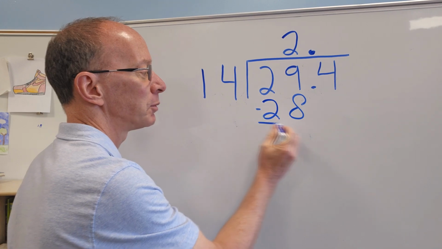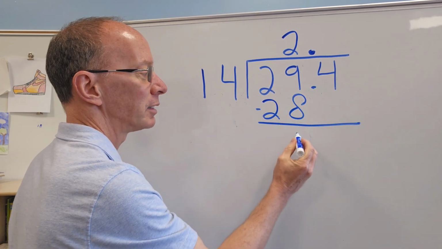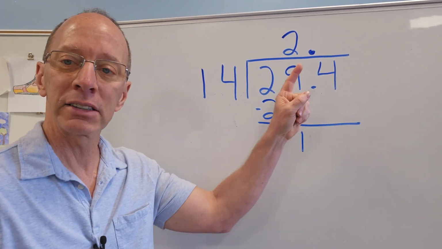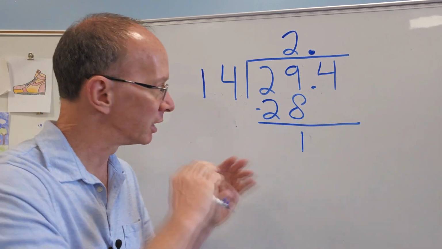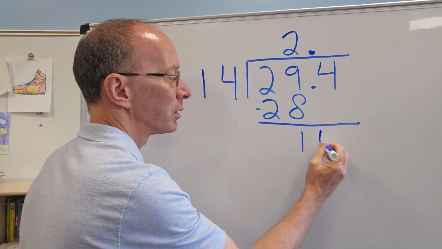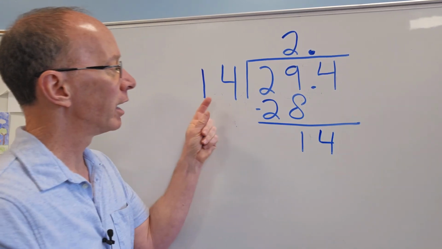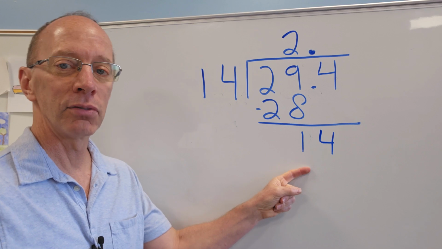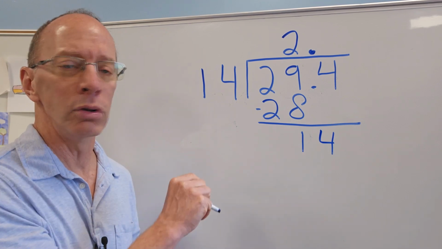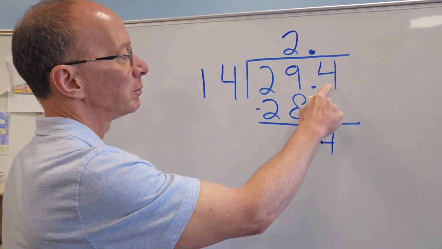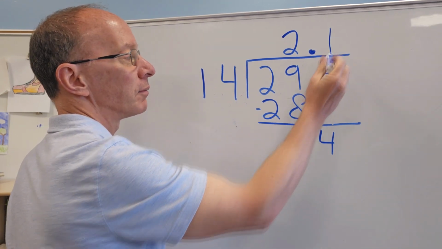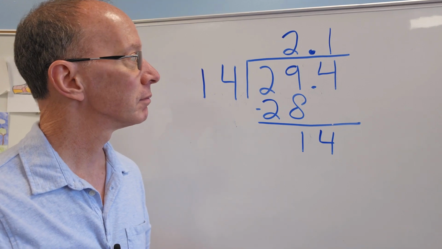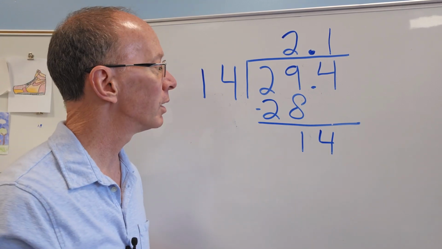Now I'm going to subtract: 9 minus 8 would be 1, and I bring the next number down. Don't worry about the decimal. We're done working with the decimal. We're just going to put the 4 right there. Now, how many times can I put 14 into 14? 1 time. Uno. Remember, I'm dealing with this number here, so I put 1 right there. And that's our answer, 2.1.